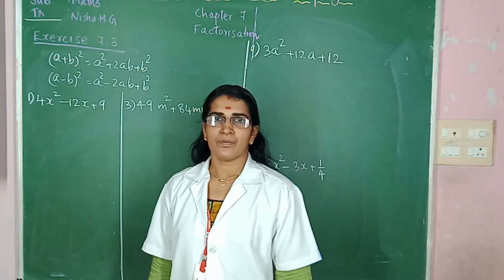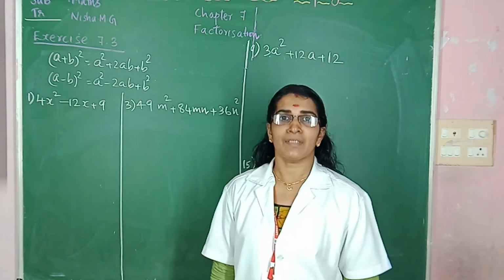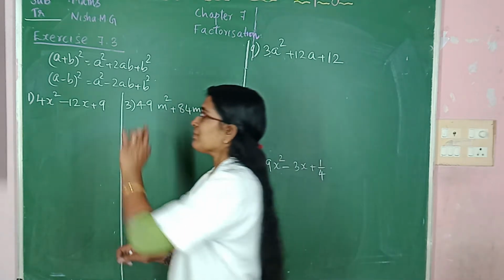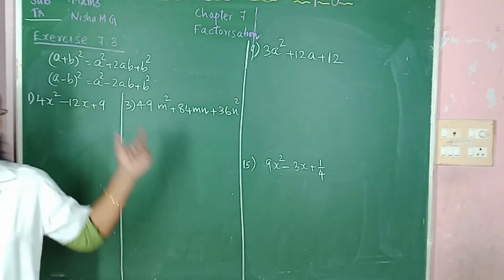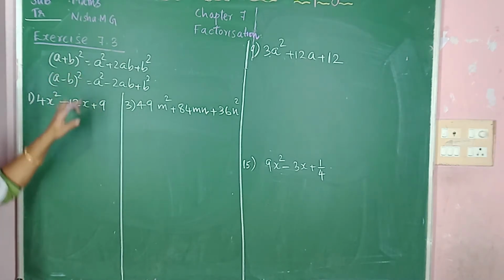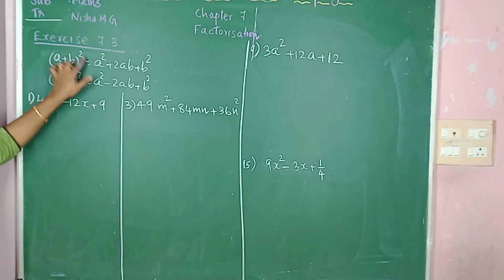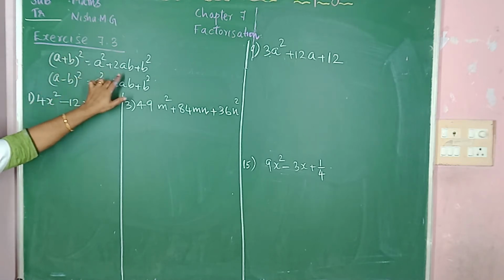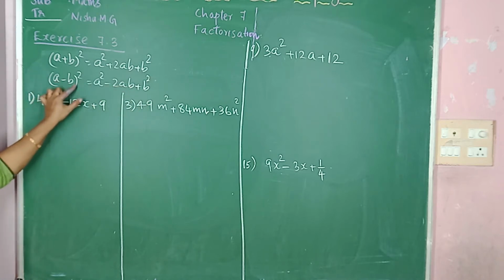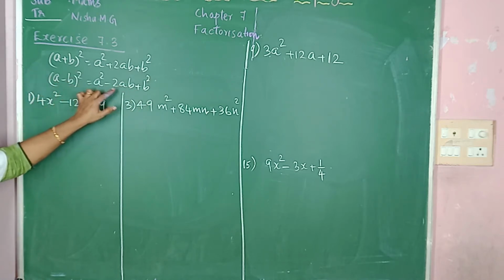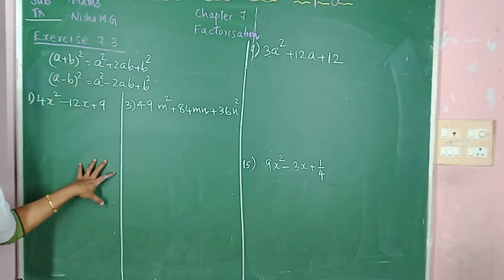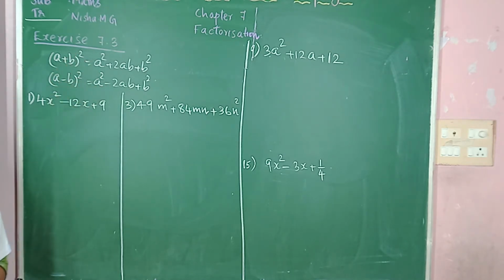Here also, we have to use some other identities which you have studied in the previous lesson. I have written the identities here. I hope these identities are very familiar to you. First identity: (a plus b) whole square is equal to a square plus 2ab plus b square. Second identity: (a minus b) whole square is equal to a square minus 2ab plus b square. So we have to use these two identities in this exercise. Clear?